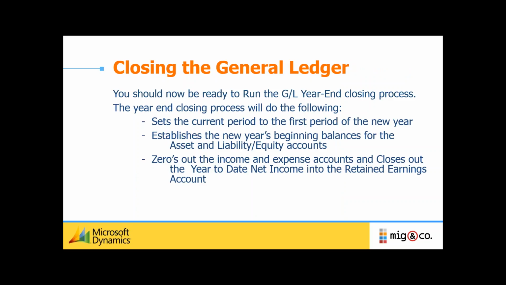Closing the general ledger. You should always be ready to close at year-end. The year-end closing process will do the following. It sets the current period of the general ledger to the first period of the year. It establishes the new year's beginning balances for all assets, liabilities, and equity accounts. And most importantly, it zeroes out the income and expenses, closing out the year-to-date net income into retained earnings for period 1 of the new year. So your beginning balances for period 1 in revenue and expenses will be zeros, and everything has been posted up into your balance sheet, particularly into retained earnings.